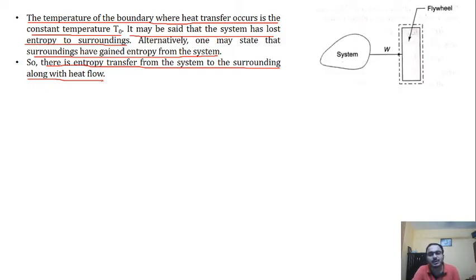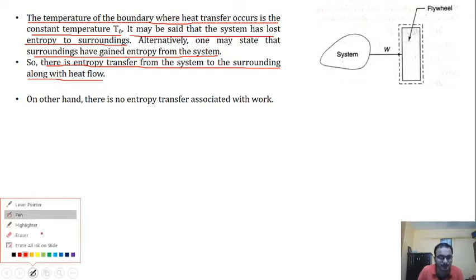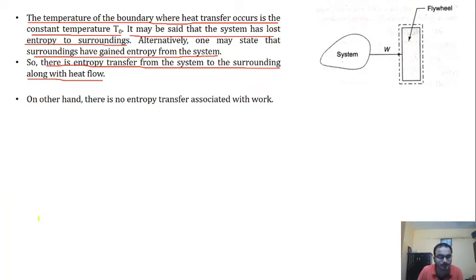So now we will be dealing with work transfer. Till now we have discussed that there is a transfer of heat from system to surrounding. On the other hand, there is no entropy transfer associated with the work. This is a very important thing. There is no entropy transfer associated with the work.